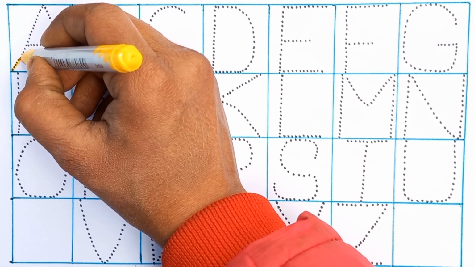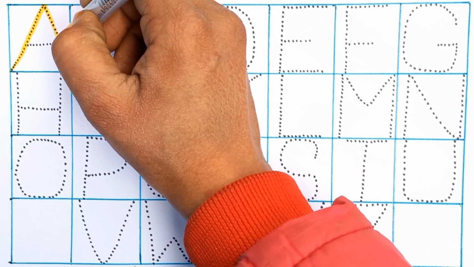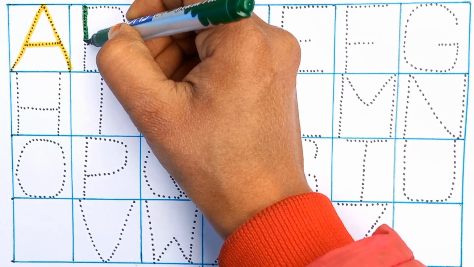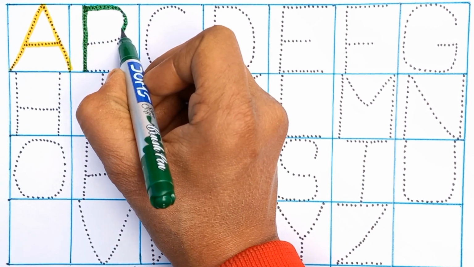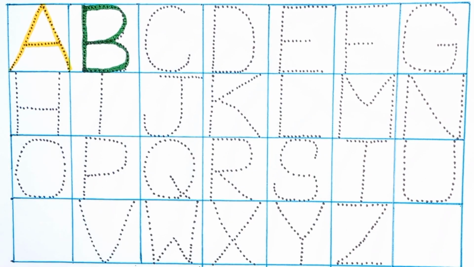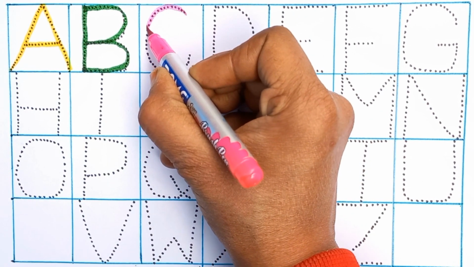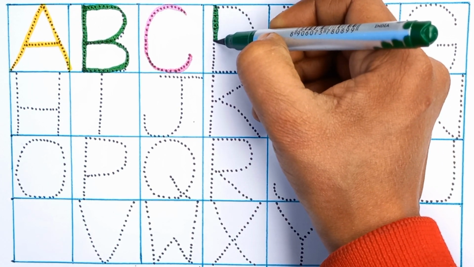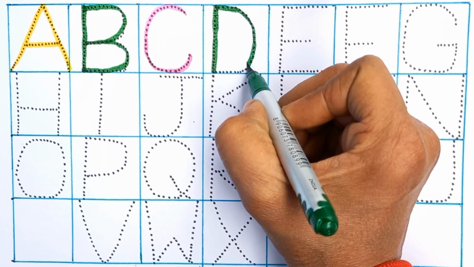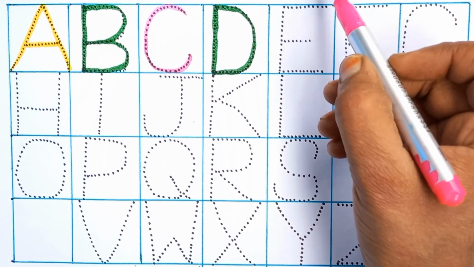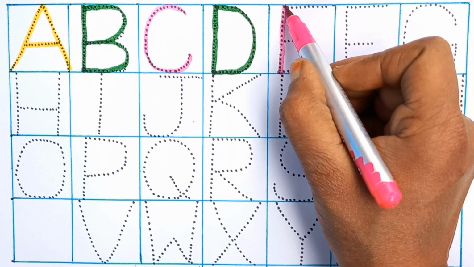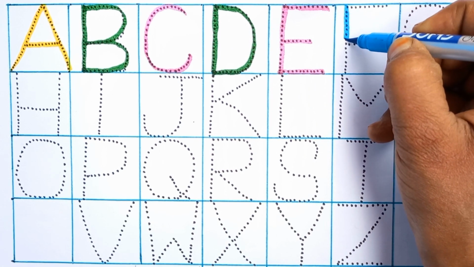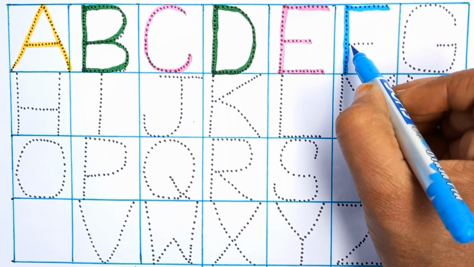A, A for apple. B, B for ball. C, C for cat. D, D for dog. E, E for elephant. F, F for fish.